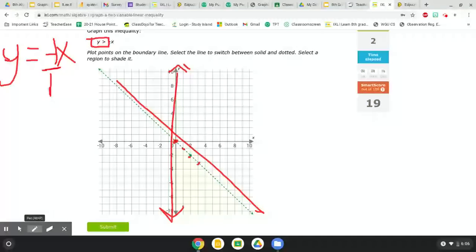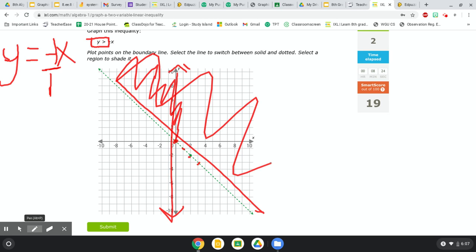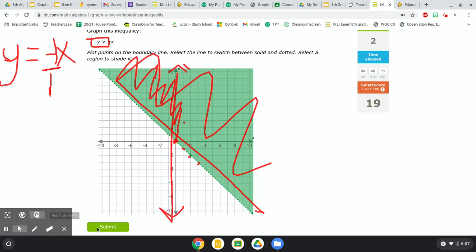And I want all of the y values that are going to be higher, because it says greater than. So greater than would be above. So all of that part would be shaded. So I'm going to click that. So I have a dotted line and it is shaded above because it says y is greater than. So all the y values need to be shaded greater than that line.